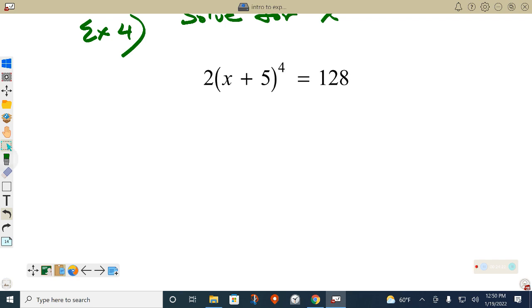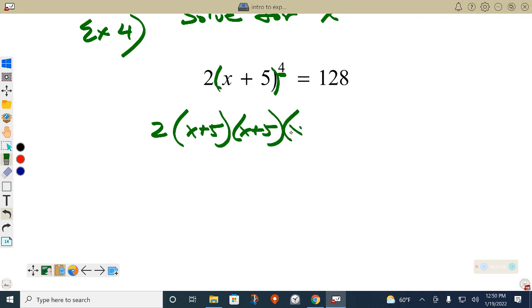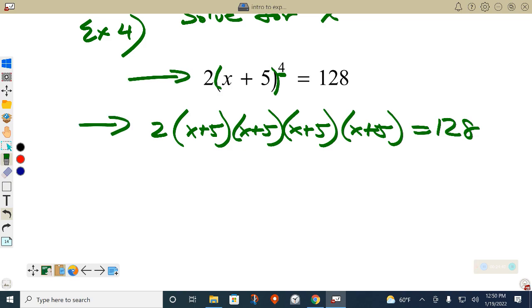This one's a little tricky because you have that parenthesis to the 4th power. Don't write this down, but what that really means is this, watch. X plus 5 times x plus 5 times x plus 5 times x plus 5. We're going to be there all day doing the FOIL method, and that'll be madness.